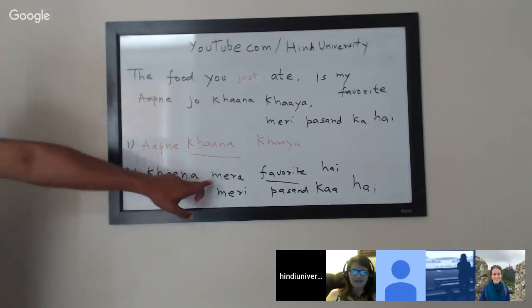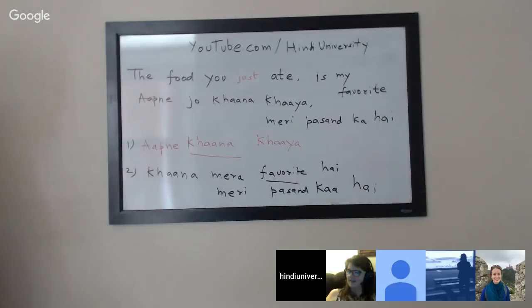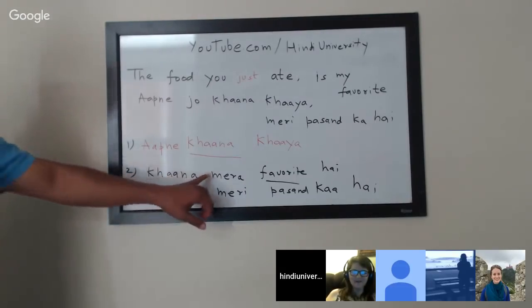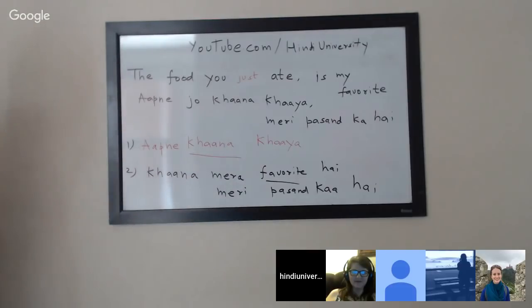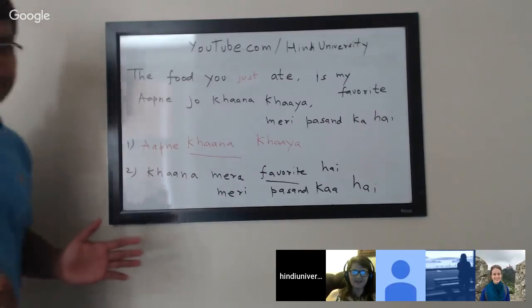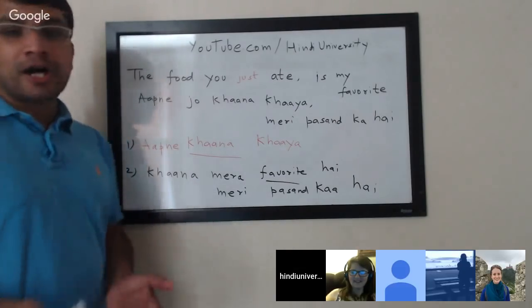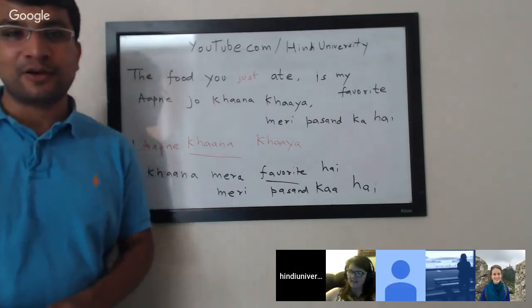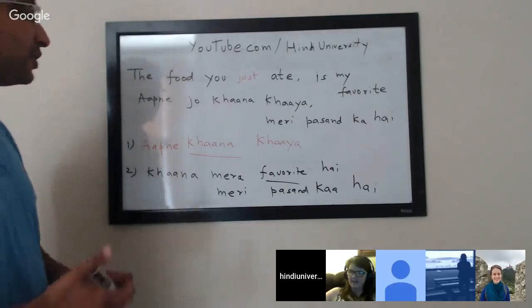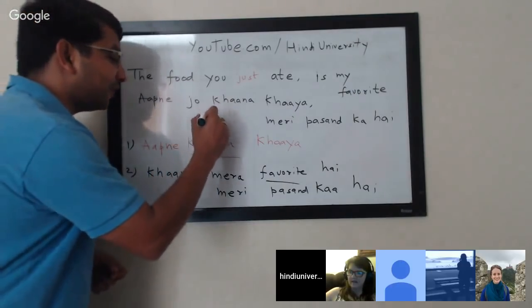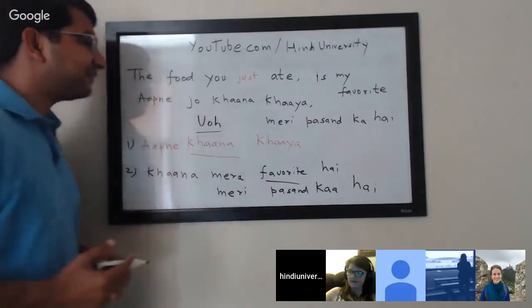Or you can say मेरा मन पसंद है. मेरा मन पसंद है और मेरा favorite है. Okay, all those kind of scenarios you can use here, right? Or you can say आपने जो खाना खाया वो मुझे बहुत पसंद है और वो मेरा favorite है. Okay, so you can see, you can use the wo keyword as well, and that's completely fine.